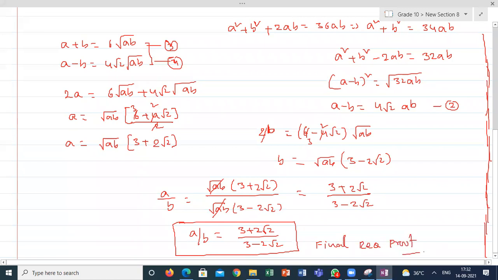This is the importance of algebra which we learned from earlier classes. Students, are you clear, guys?